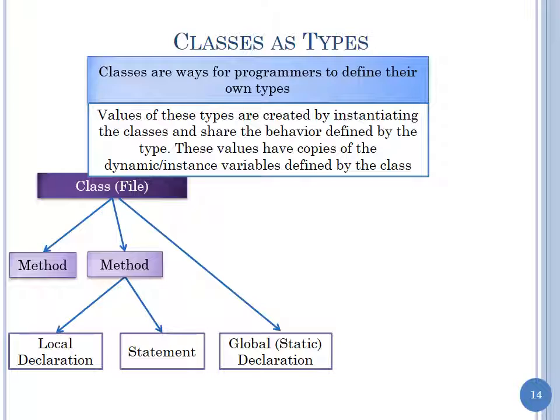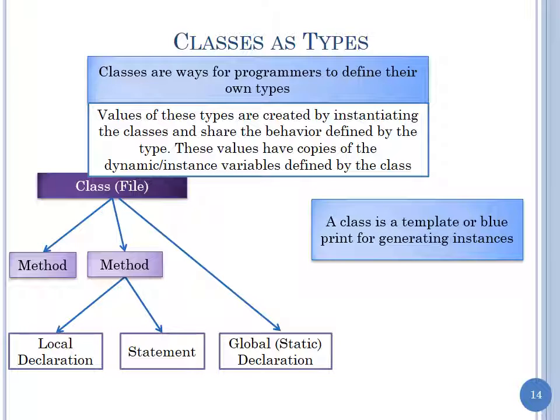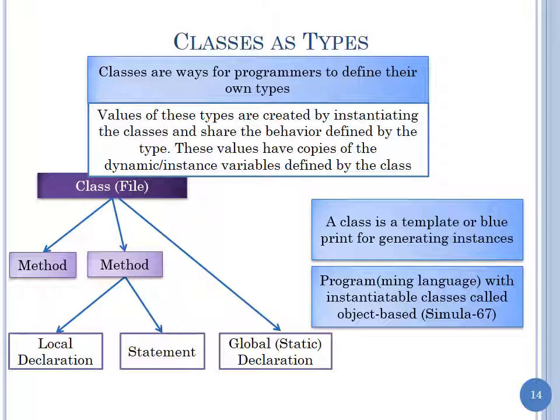Defined by the type. So in every language, there's a way to create programmer-defined types. In C, you will use struct. But these are all non-abstract data types, whereas in Java and C++ and Smalltalk, you can create these object types. So by this definition, a class is a template or blueprint for generating instances. And programming languages with instantiable classes are called object-based, and I mentioned Smalltalk.